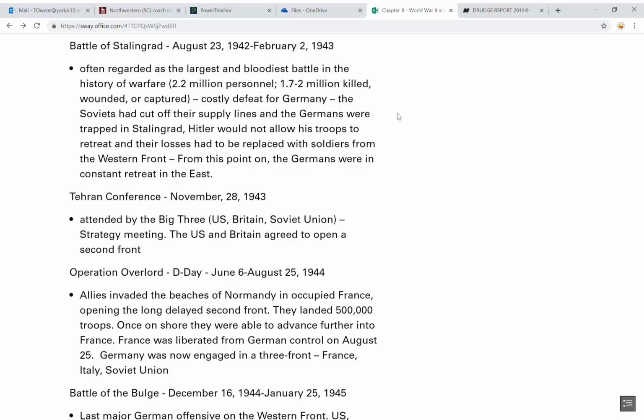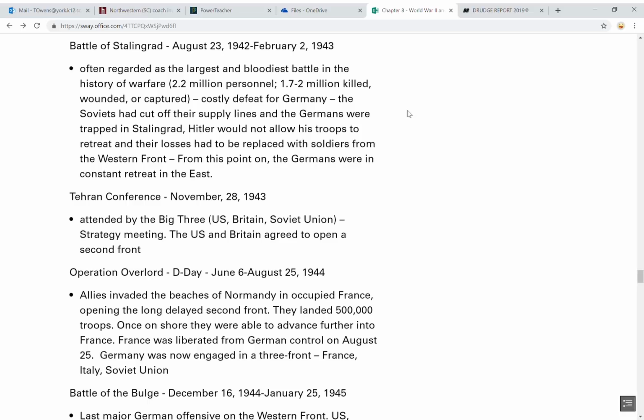2.2 million people involved, but of the 2.2, 1.7 to 2 million killed, wounded, or captured. Y'all listen, I don't have my calculator out, but you're probably looking at like a 90% casualty rate. It is immense. This is going to be especially costly for Germany.